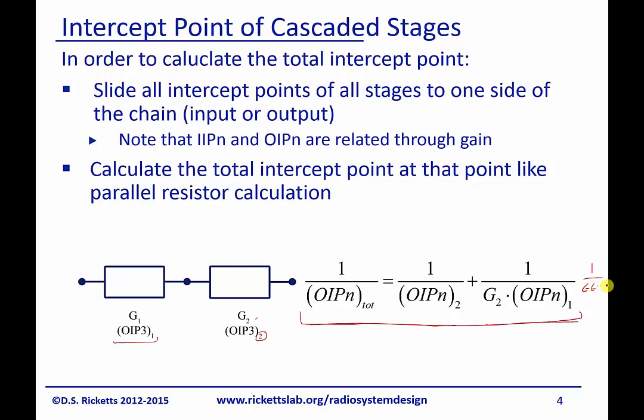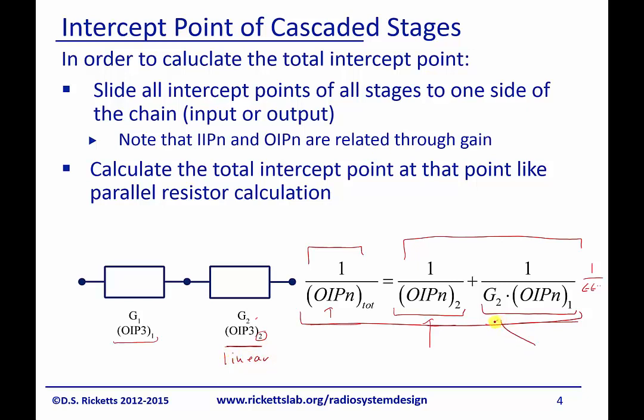And while we're here, let's look at how we would optimize this. So what is an optimal OIP? Well, that would be a very large value. So if this is very large, that means that this is going to be very small. And so I want to try to minimize this right side. And the way to do that is to maximize the two denominators. Now, the only way I can maximize this denominator is to make OIP3 very high. And that translates into this stage being very linear.